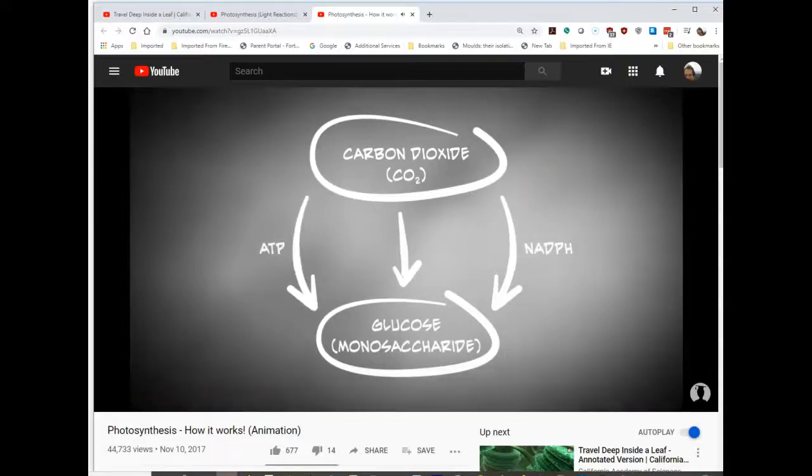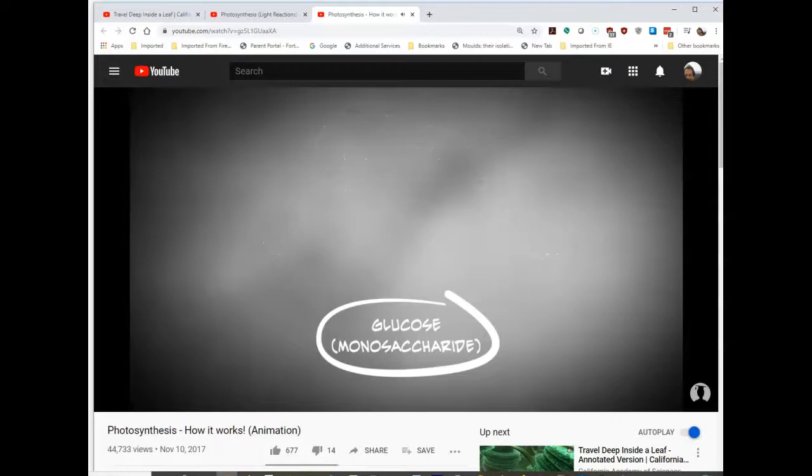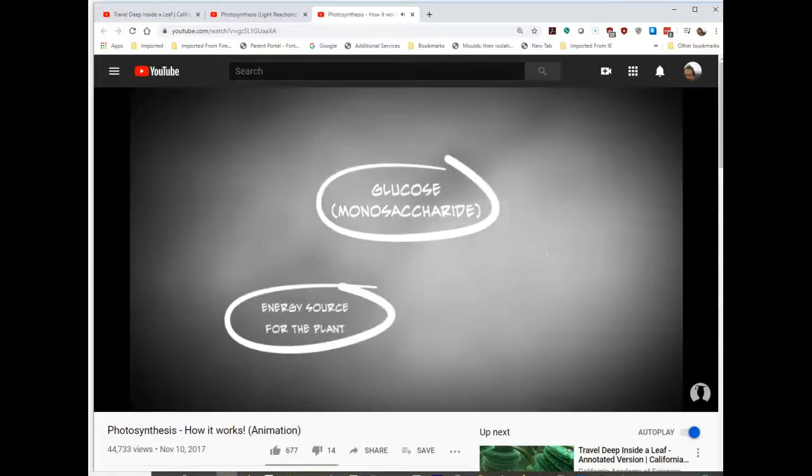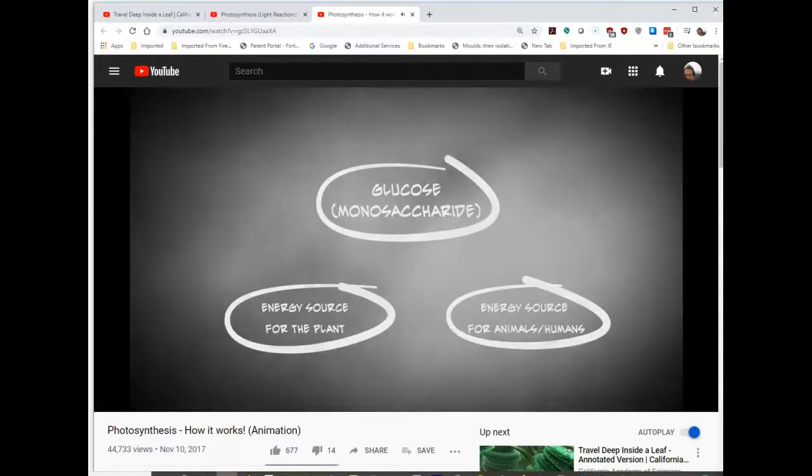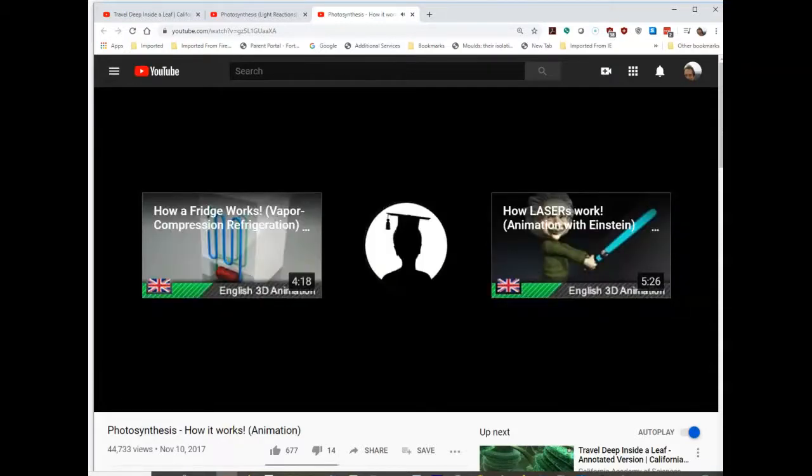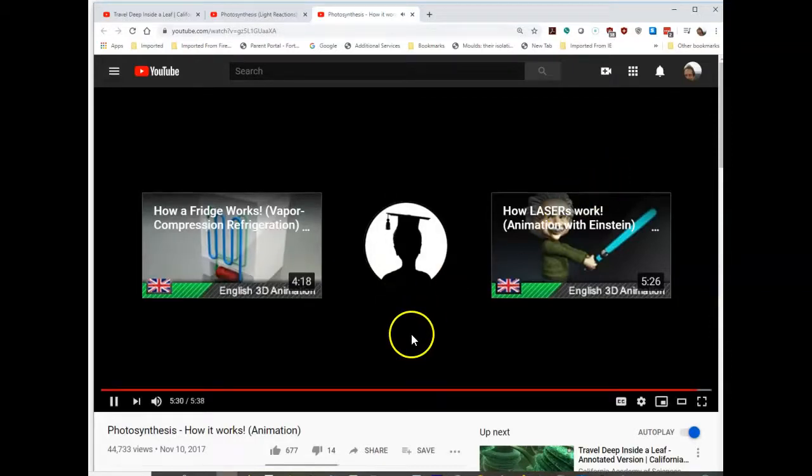Glucose is the primary product. It serves as an energy source for the plant itself. In the form of polymers, such as starch, it is also an energy source for animals and human beings. By producing oxygen and capturing energy from inorganic compounds to produce organic compounds, plants are considered to be a very important part of nature and life.